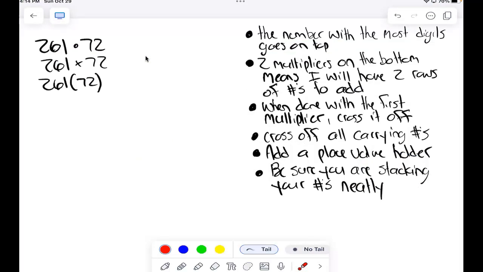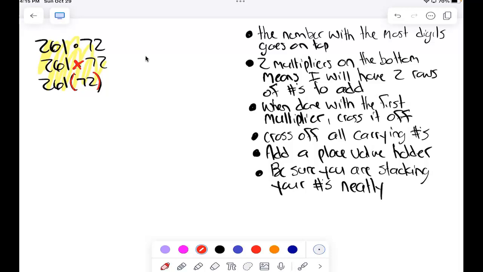If you look at my screen, you will see that we have one problem written three different ways. We have 261 times 72 with the dot. We have 261 times 72 with the multiplication sign or the X. And we have 261 times 72 with the parentheses. They all mean we're multiplying 261 times 72.